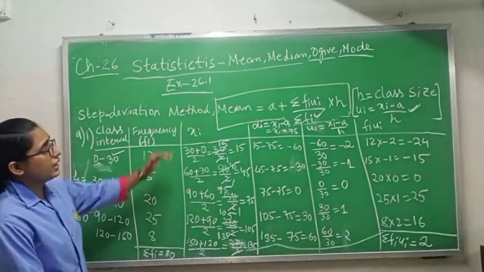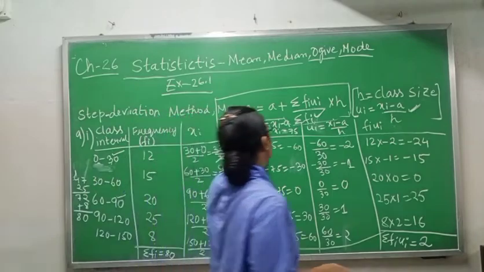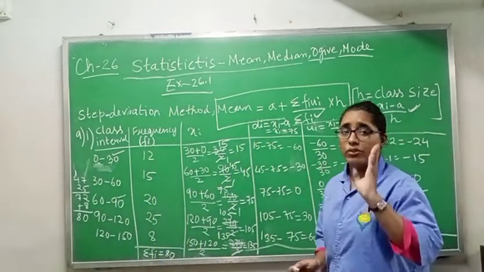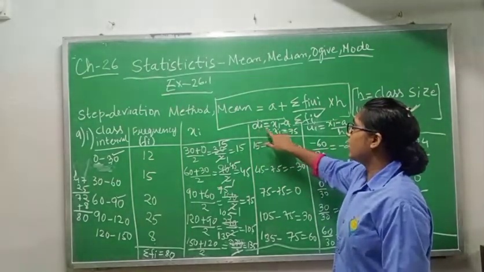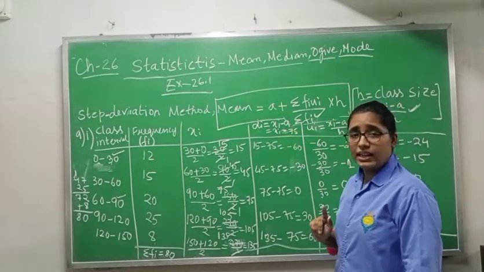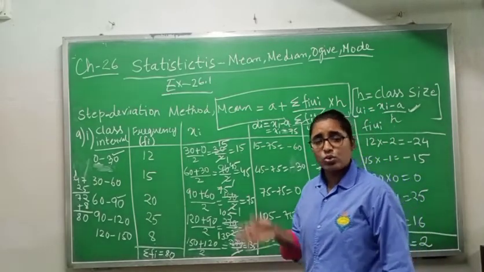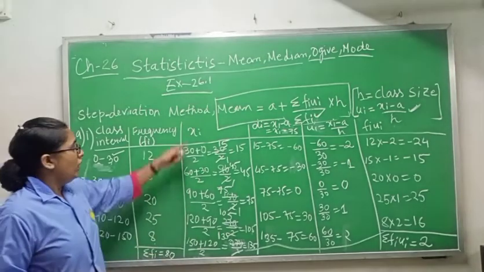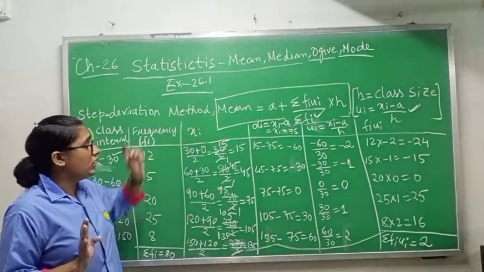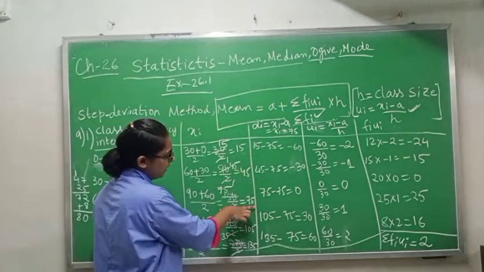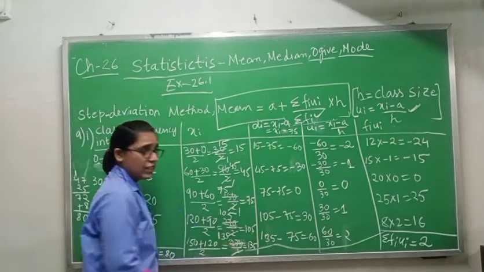Now after finding xi, you have to find di. And the di formula you know from the assumed mean method, which you have already done: di equals xi minus a. Now how will you find a? I told you in the last class also. Again I am telling you, you will find the a value using the xi values. So in the xi values, how many values do you have? 15, 45, 75, 105, 135.